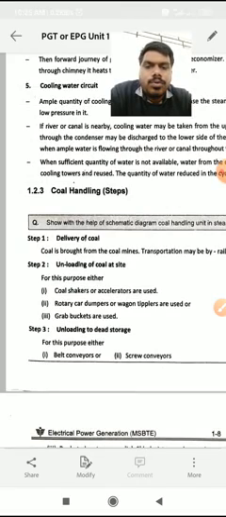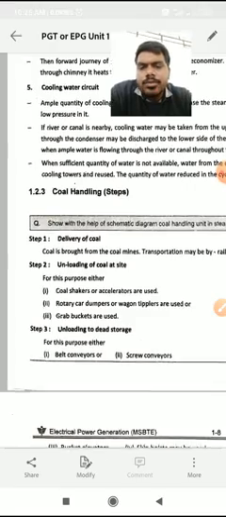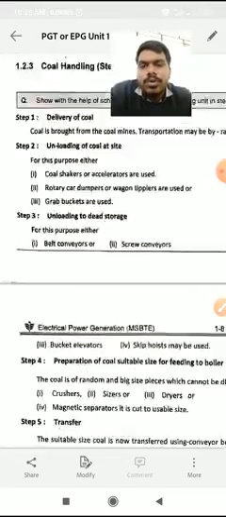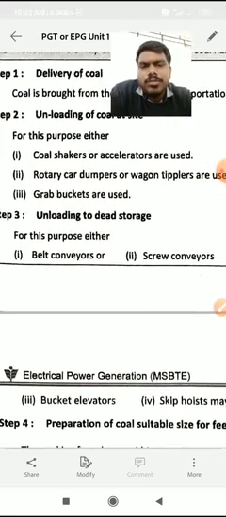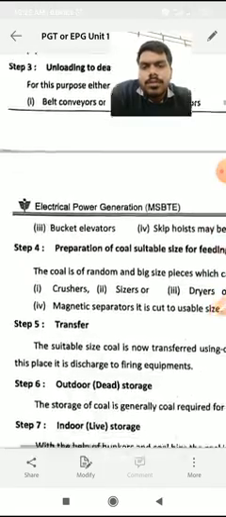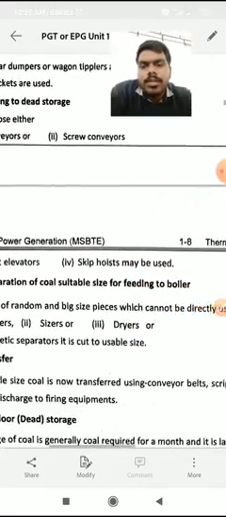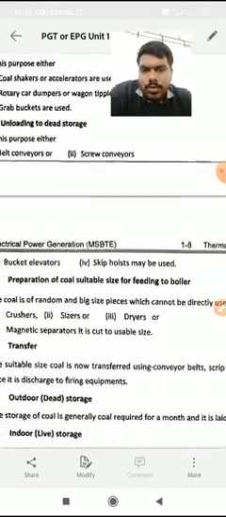For this purpose, either a coal shaker or accelerator is used, right? So that the unwanted part gets removed, and the pure coal remains for the process. A rotary car dumper or wagon tippler is also used. Grab buckets are used. Okay, next one is unloading to the dead storage. For this purpose, either belt conveyors and screw conveyors are used. Okay, bucket elevators are there. A skip hoist may be used.